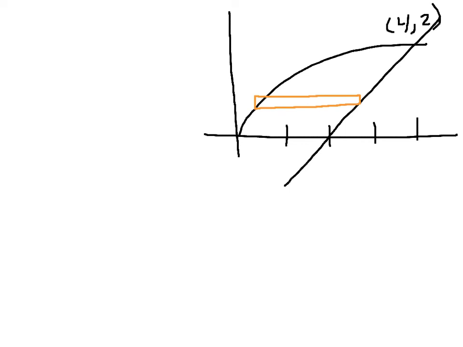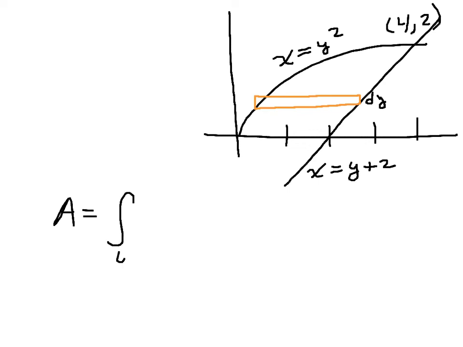And we no longer want to describe our functions in terms of y equals, we want them in terms of x equals. So this function is x equals y squared, and this function is x is equal to y plus 2. And again, this is my little dy right there. And so I'm going to be adding up these rectangles from bottom to top. And so in that case, what I get is, for my area, just one integral. I'm going to integrate from 0 to 2, because I'm going up to 2 for the y.